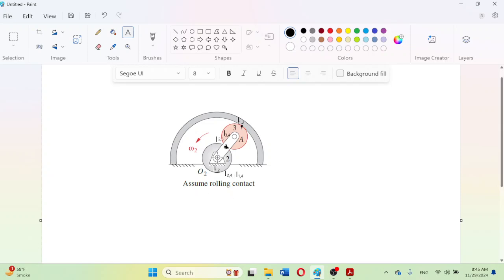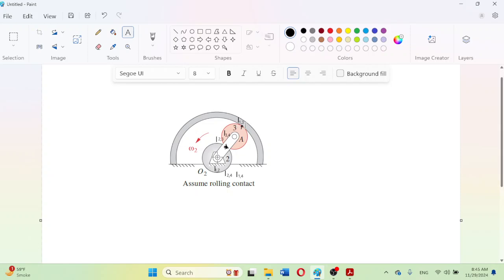Three instant centers were at these common pins: I1,2, I2,4 and I1,4. The fourth instant center was between link number 3 and link number 4 at this pin. So that was I3,4. The fifth instant center was the contact point between gear number 3, which was in complex motion, and this outer ring, which is the grounded link number 1.